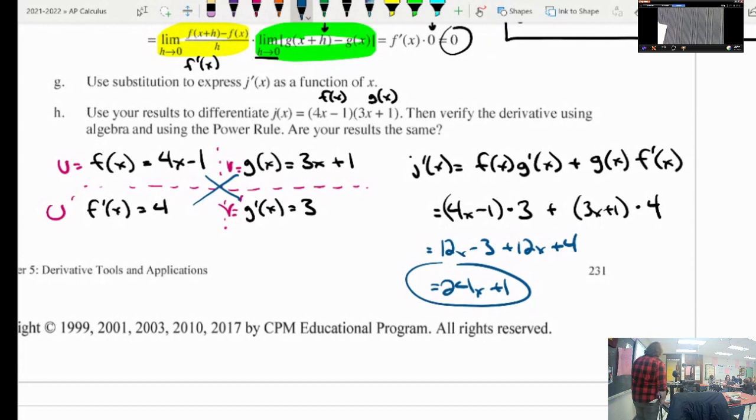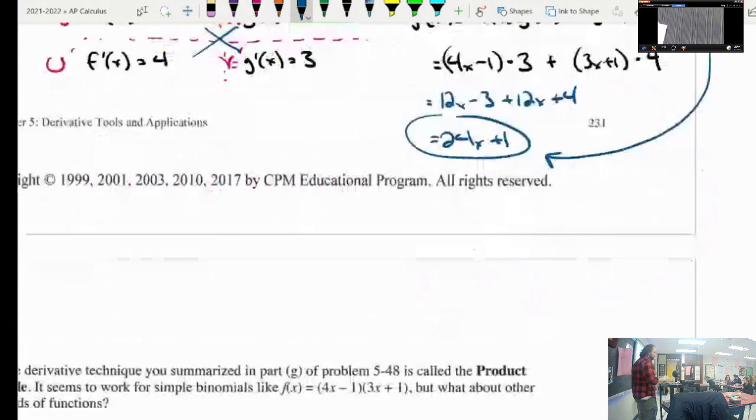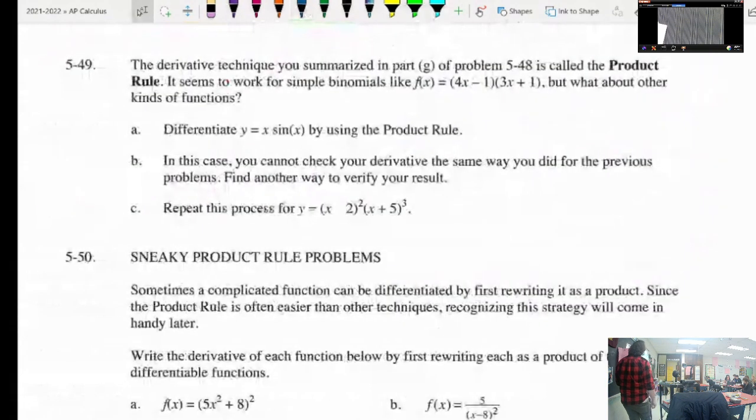Which you could confirm right now if you wanted to expand it all the way out. If you were to expand this, this would be 12x squared plus 4x minus 3x, so it's plus 1x minus 1. And again, the power rule can confirm you get the same derivative, so it doesn't really matter. This is a bad example to start off with because I would never recommend you use the product rule for this. Much faster to expand it and use the power rule. But if you go to the next page, let's try looking at that example that we saw a minute ago that we could not do.